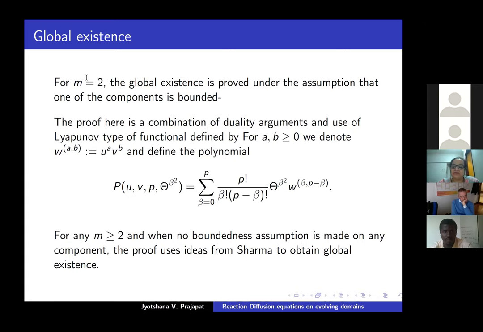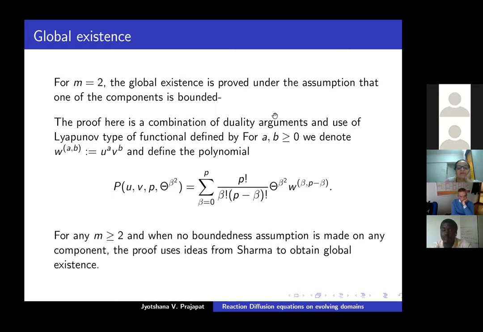They use techniques of semi-group theory, if I'm correct, to prove their results. So in her recent work, my collaborator proved this result, that is, when m is equal to 2 and one of them is bounded. She used duality and a Lyapunov-type functional to prove this, so without using semi-group theory methods, I think.